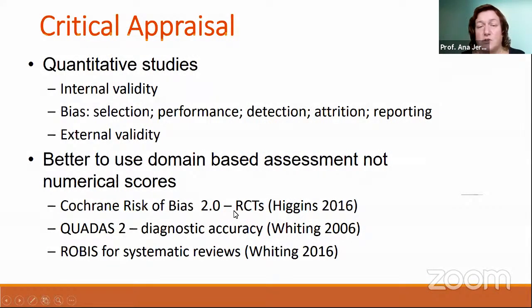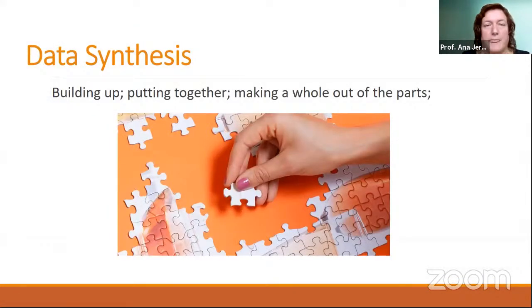Cochrane risk of bias is usual for randomized controlled trials, but we also have different tools to assess risk of bias for other questions. So, regarding data synthesis as the last part of systematic review and analysis, it has to do with building up all the studies together and giving one conclusion, one assessment of the body of evidence.